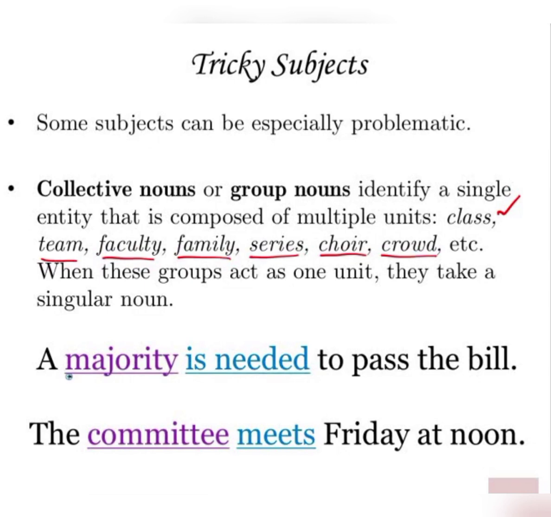So we say a majority is needed to pass the bill. Majority is made up of, in this case, a number of lawmakers, individuals, but they're acting as a group, a majority. So a majority is needed. The committee, a group of people acting as one, probably, meets Friday at noon.